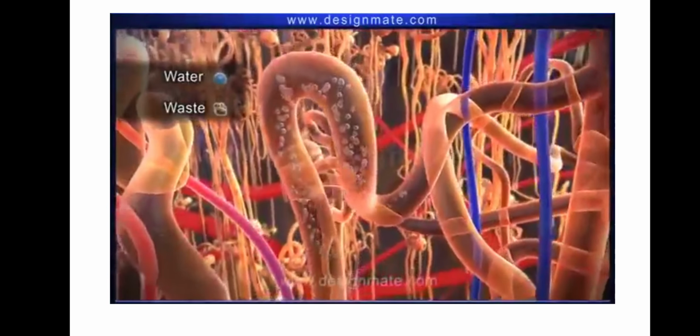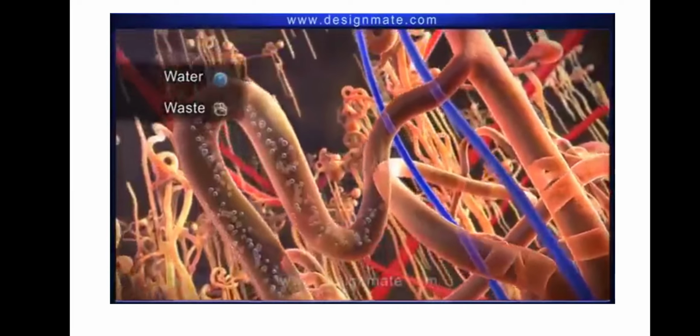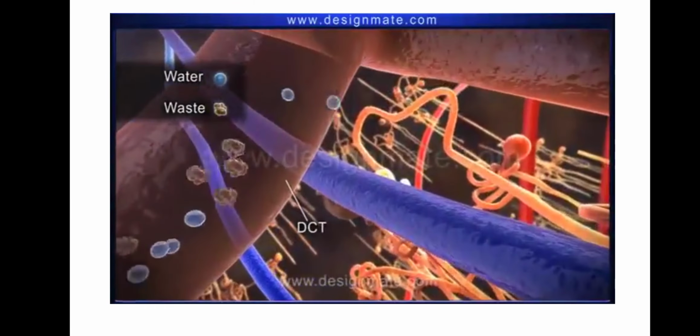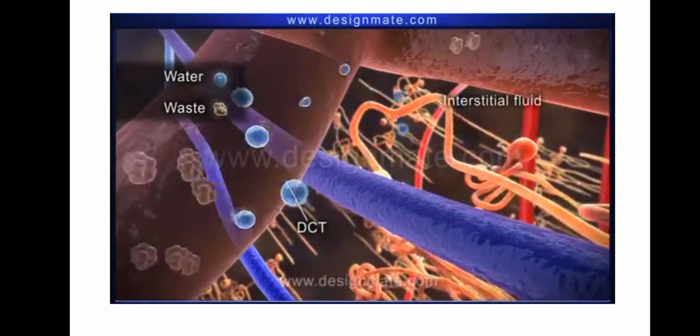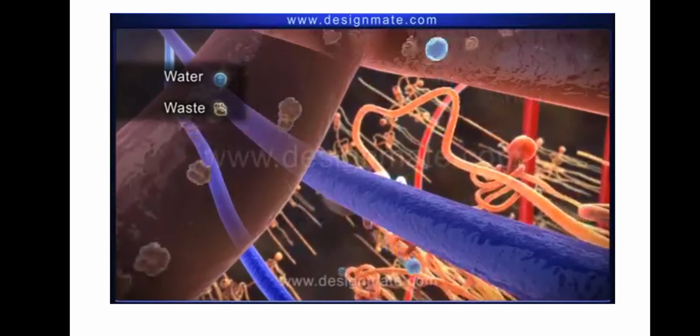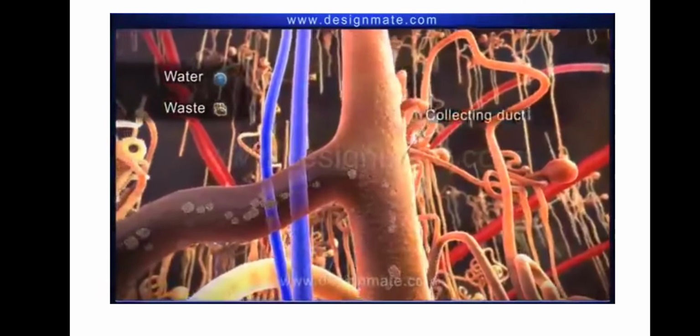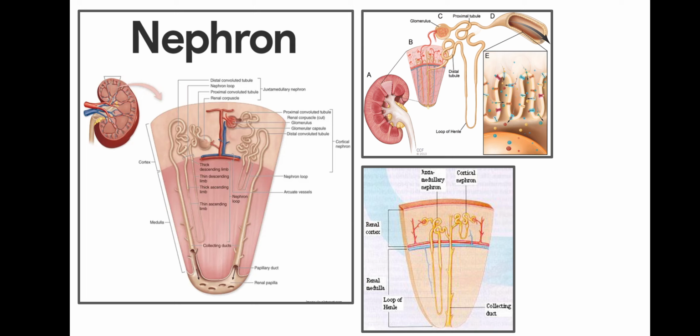Only the waste material like urea and some water molecules proceed into the DCT, where more water may get absorbed into the interstitial fluid. The liquid remaining in the DCT is the urine, which is finally released into the collecting duct. Okay, so this is how the nephron looks in your kidney.